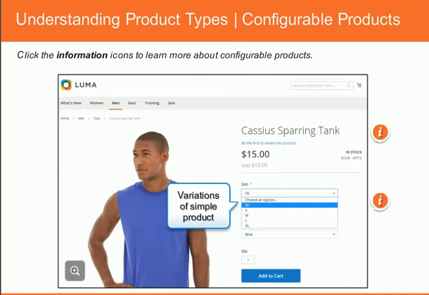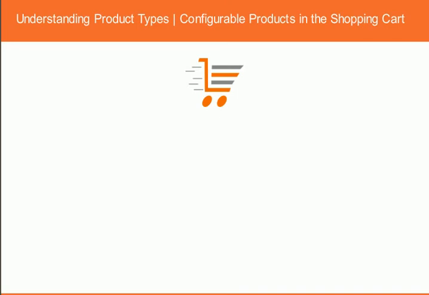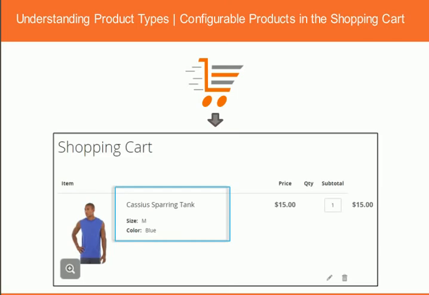Configurable products consist of variants of simple products. When a customer adds a configurable product variation to their shopping cart, Magento shows the chosen variation as a single line item. The options which define the chosen variation appear with the product as well.